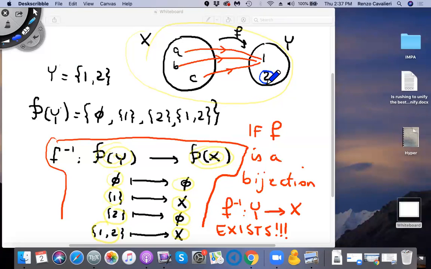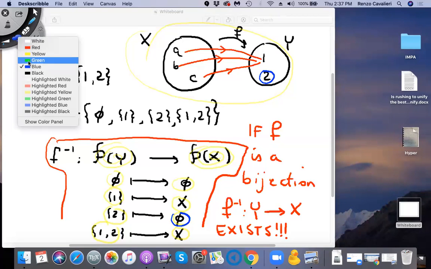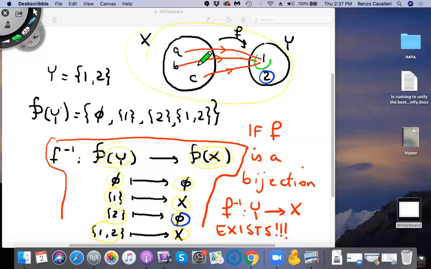But it's not a function from y to x, because if I just look at the element 2, the inverse image is empty. There's nothing here, so that's not an element of x. On the other hand, if I look at the element 1, then its inverse image is all of x, which is a, b, and c. So it's not one element of x, it's 3 elements of x. So that's not a function from y to x, because a function needs to always have unique outputs.